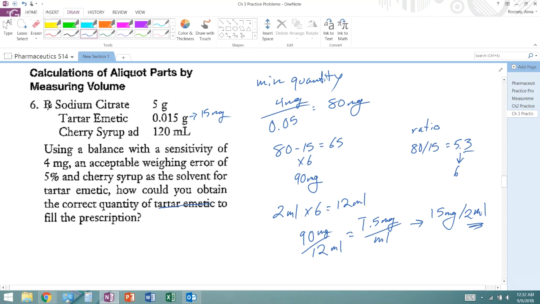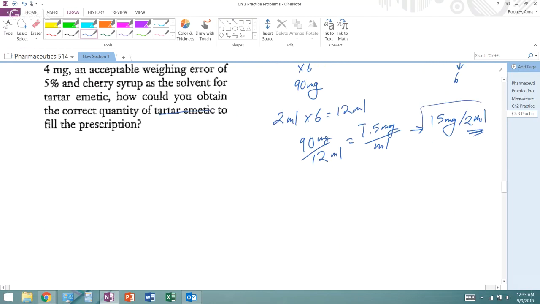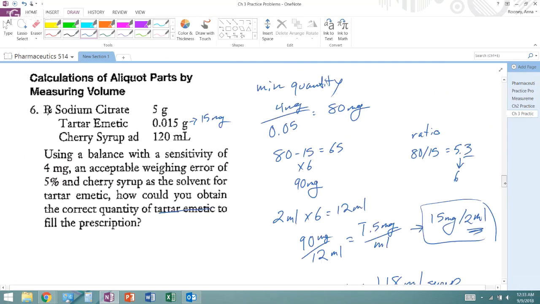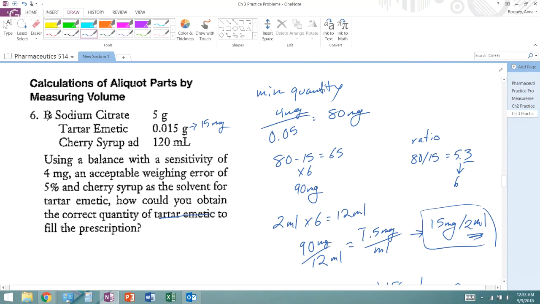So we figured this out on both minimum quantities. And the book actually comes up with this as well. So we would measure out 2 milliliters of this stuff, and then you would have 2 milliliters of the active ingredient stuff, and then you would add 118 milliliters of the syrup to get the 120 total, but that is without us adding the sodium citrate.